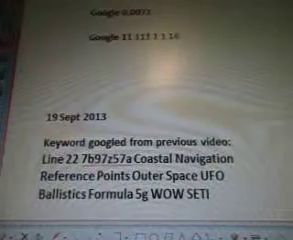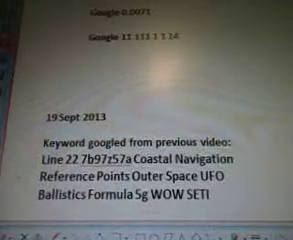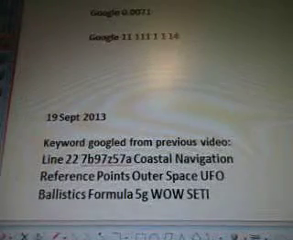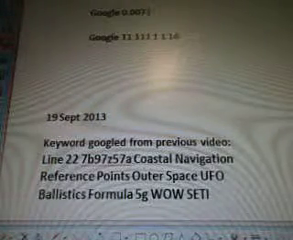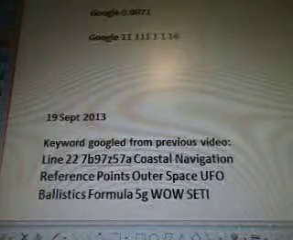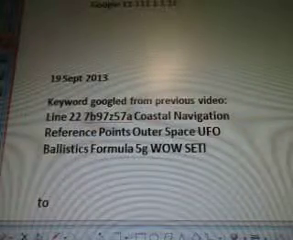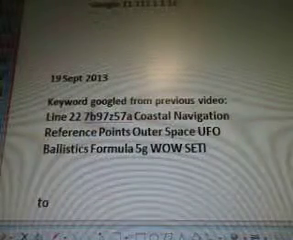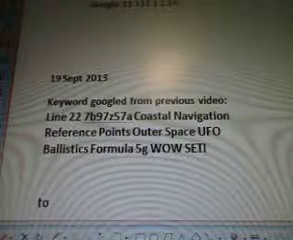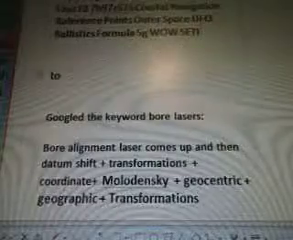Okay, so the keyword research, datum, geocentric geographic space mapping coordinates, rotation vectors for UFO mapping, outer space transport vehicle, found on line 22, wow data. So, September 19th, we were looking at line 22, 7b97z57a, coastal navigation, reference points, outer space UFO, ballistics formula, 5G Wow Seti, and now we're up to video J.